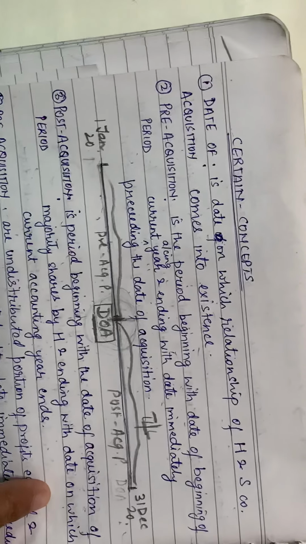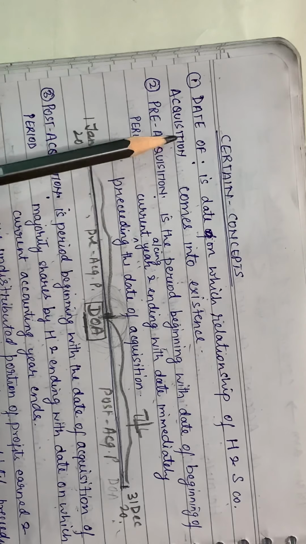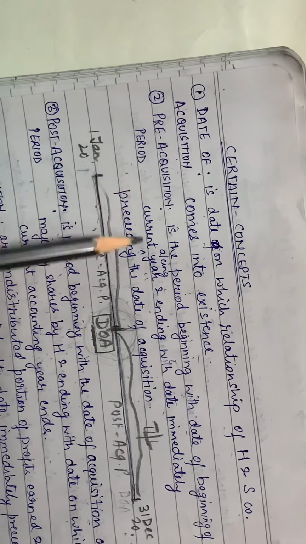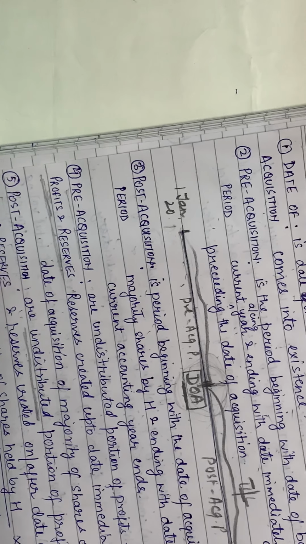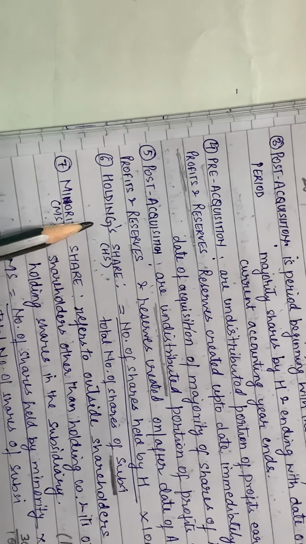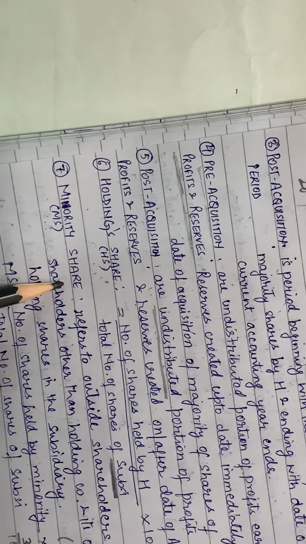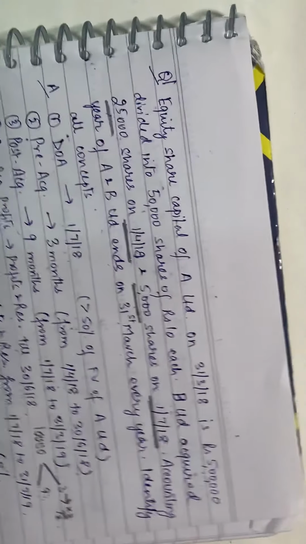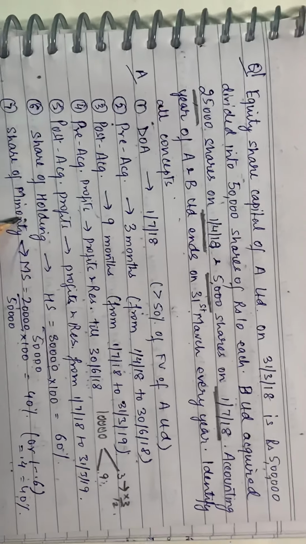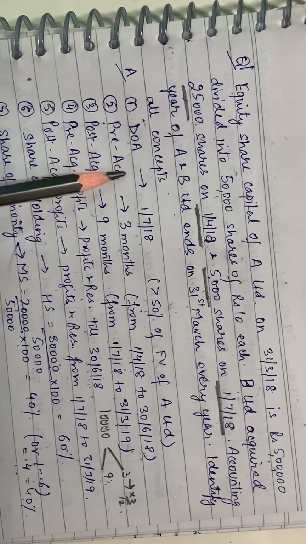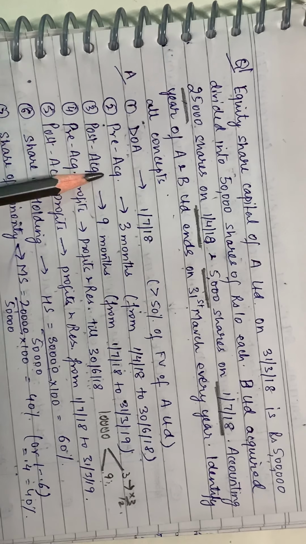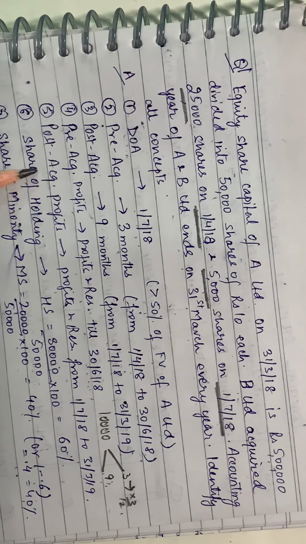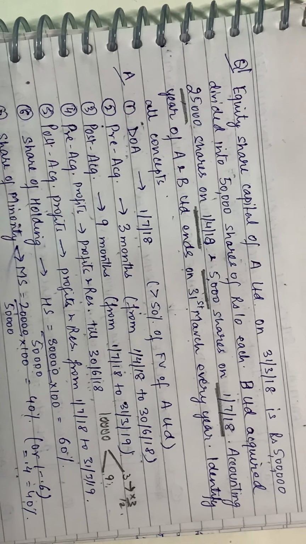We also saw the concept of date of acquisition, pre-acquisition period, post-acquisition period, the pre-acquisition profits and reserves, post-acquisition profits and reserves, and the share of holding company and the share of minority, how to calculate that. And we did a question on understanding how to know about the different concepts from the question: the date of acquisition, pre-acquisition period, post-acquisition period, pre-acquisition profits, post-acquisition profits, again the share of holding and minority.